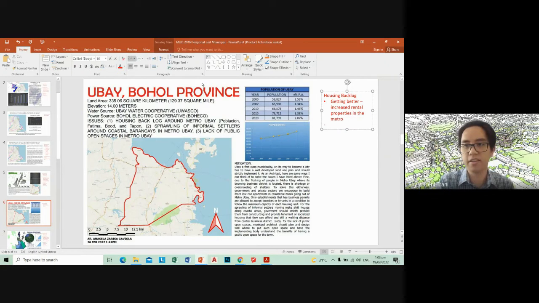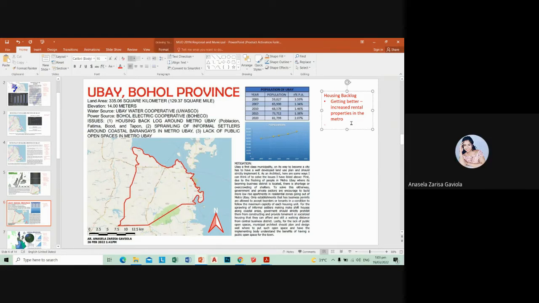Okay, good. Let's see here. I think that's pretty much there. How are the informal settlers being handled? That's the huge problem right now, sir.